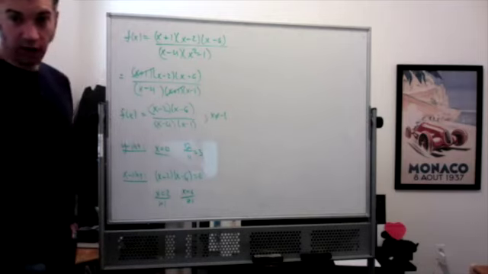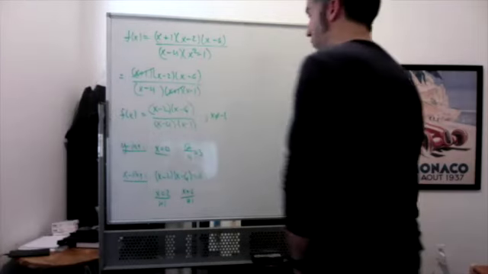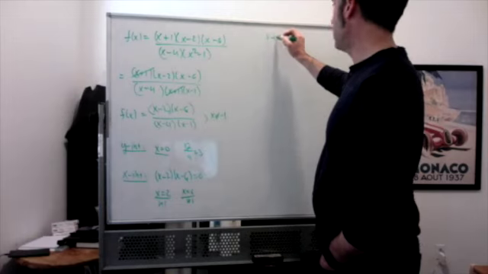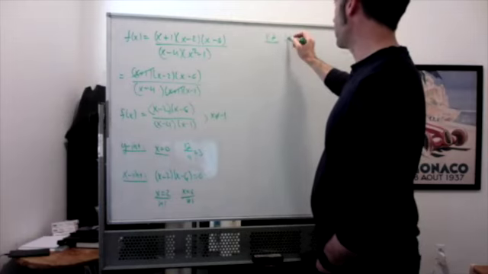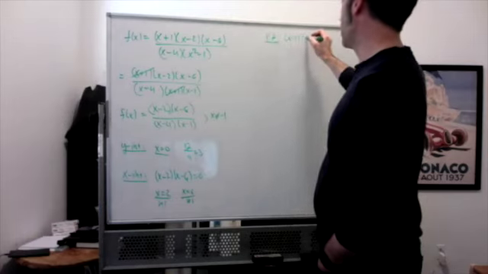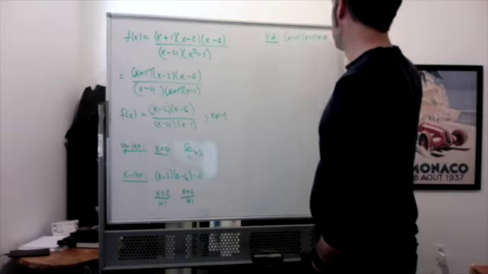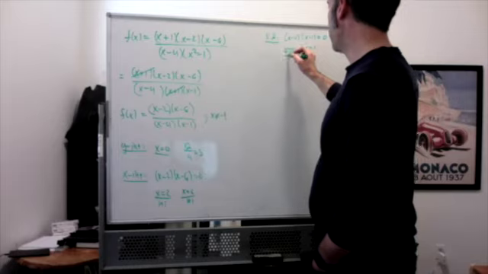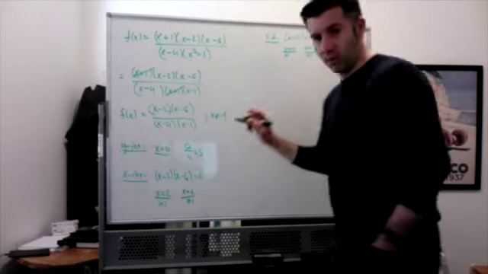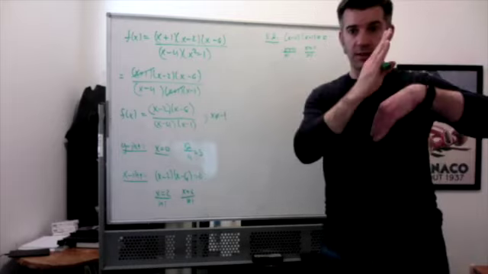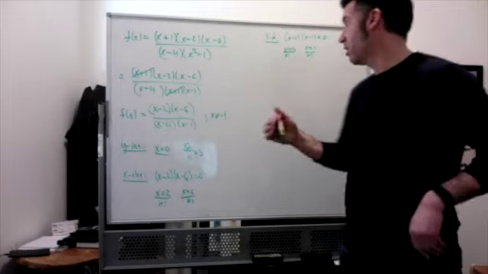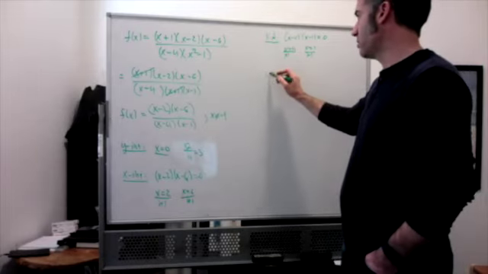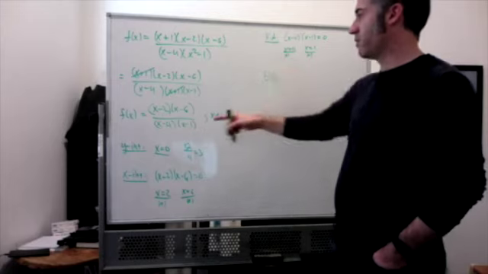Great, so they both went across. Vertical asymptotes: I set the denominator equal to 0. I get x minus 4 times x minus 1 equal to 0. So I get x equal to 4, x equal to 1, both with a multiplicity of 1, meaning we're going to have the opposite things happening, right? One up, one down.